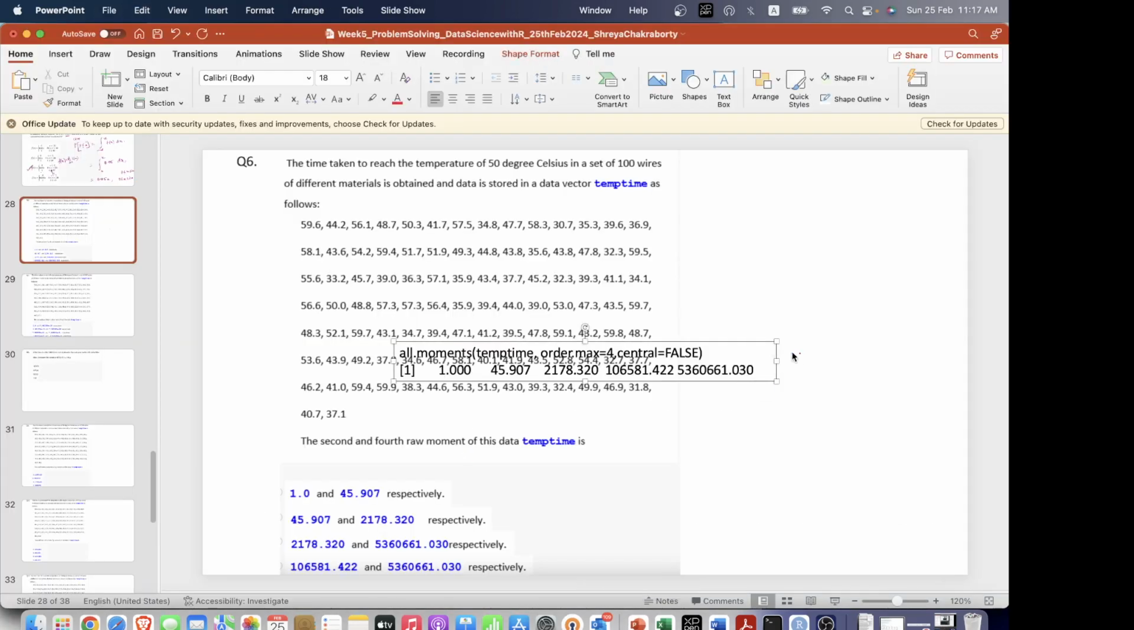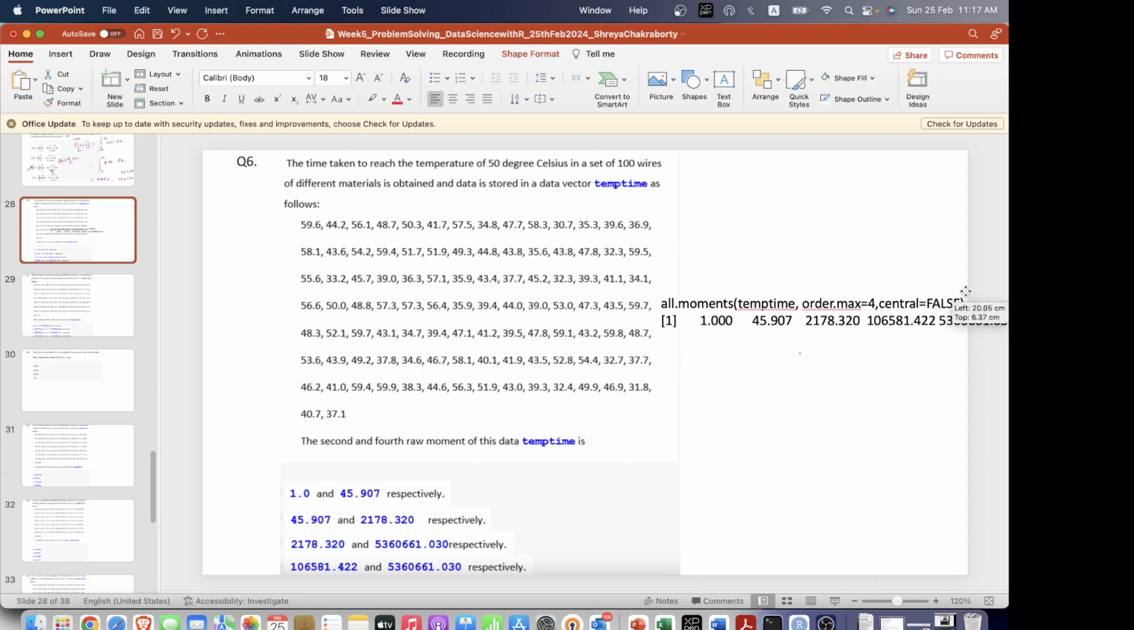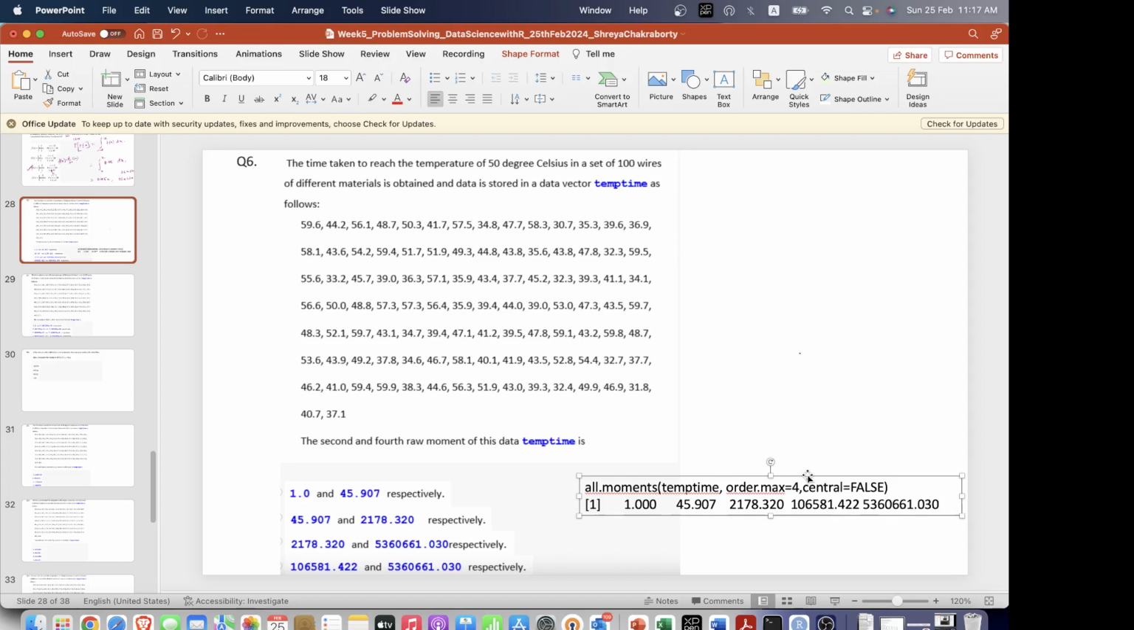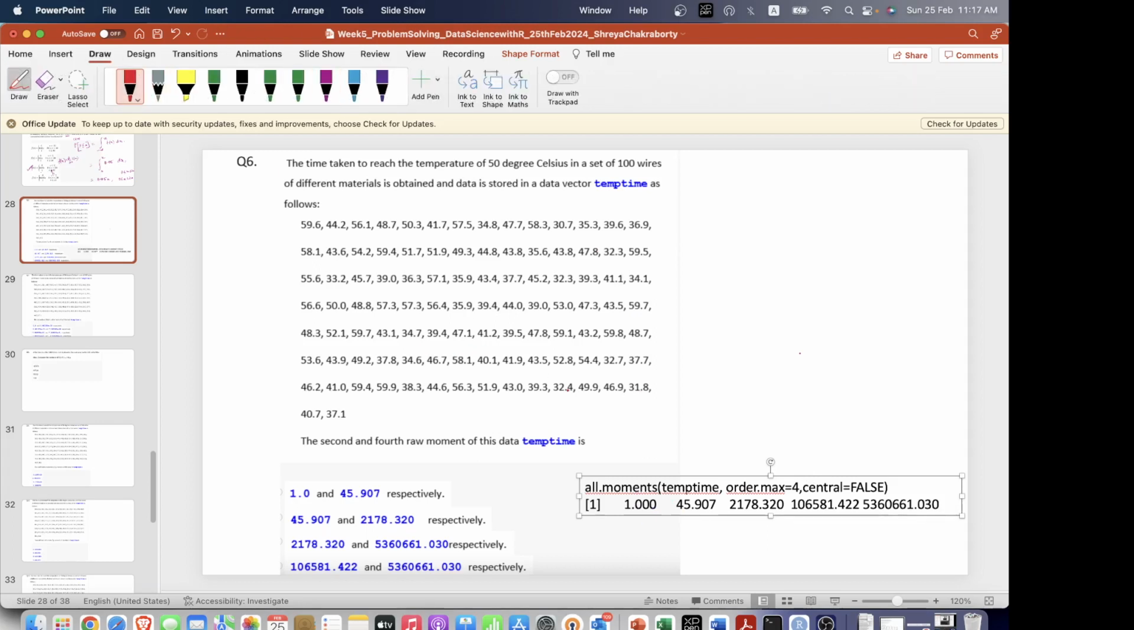Ma'am, it starts from origin, no? Yes, the first one will always start from origin. Okay. So this one that we have here will always be 1, and it is representative of mu 0 prime, which is nothing but 1 by n, or I would rather say expectation of x minus x bar whole to the power 0.